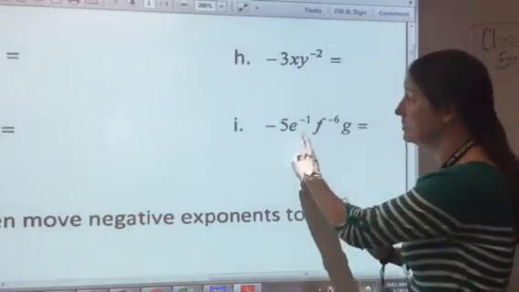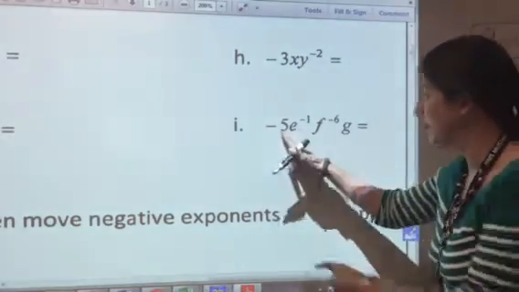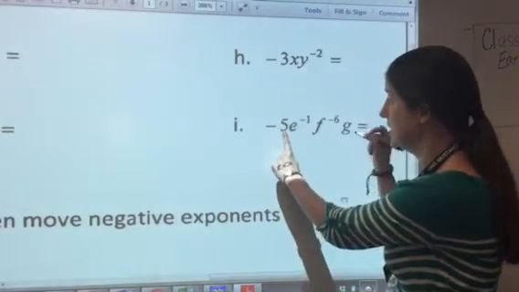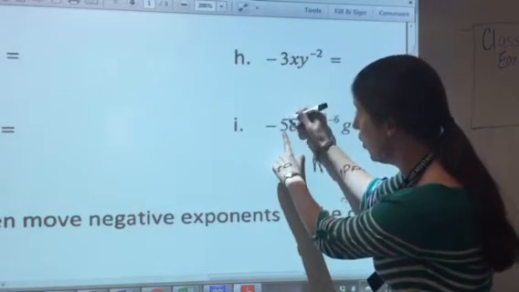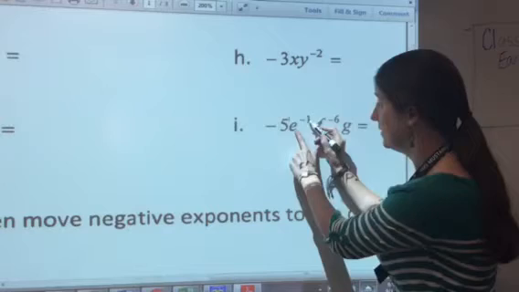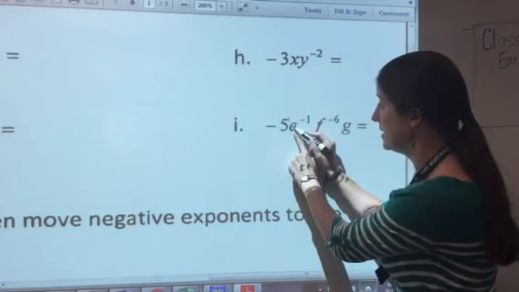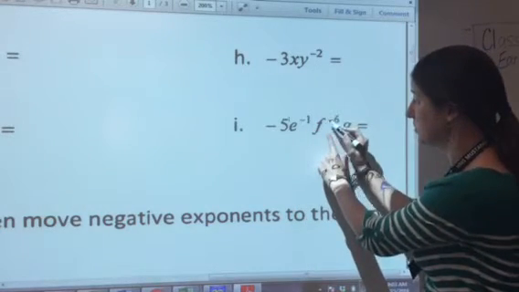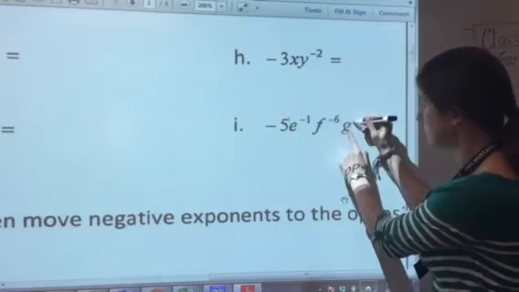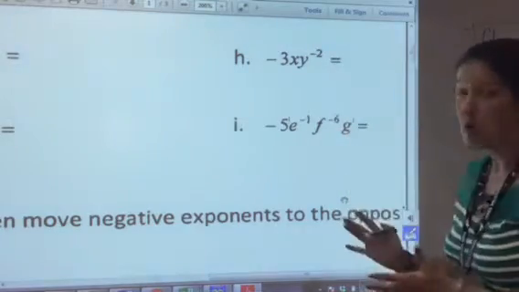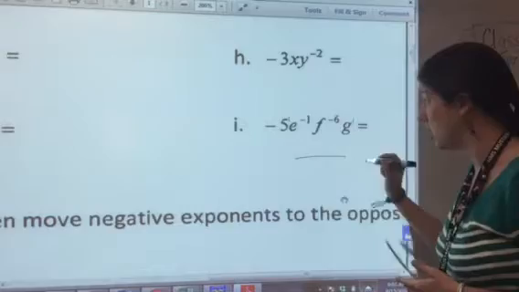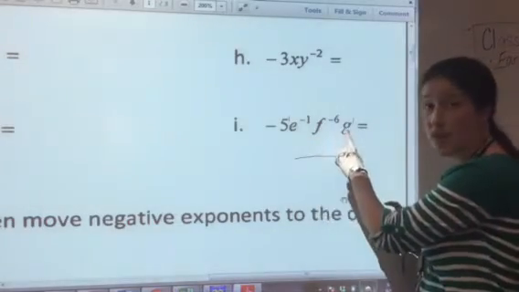So let's look at problem I on page 20. Negative 5 is the coefficient. It has an exponent of 1. Not negative 1. The negative 1 only applies to the E. The negative 6 applies to the F, and the G has an exponent of 1. So let's create a fraction bar. Everything right now is on the top.